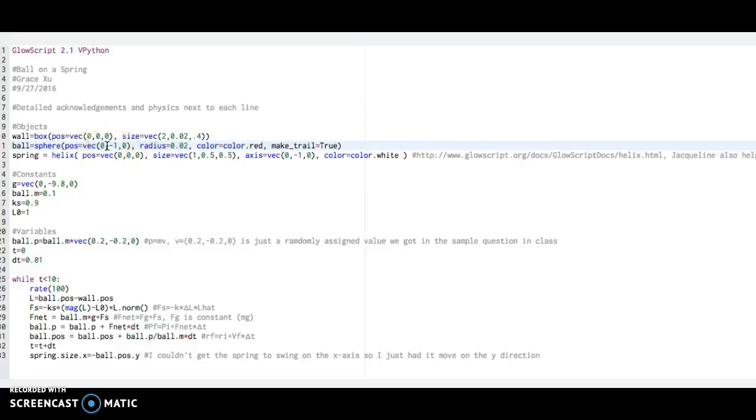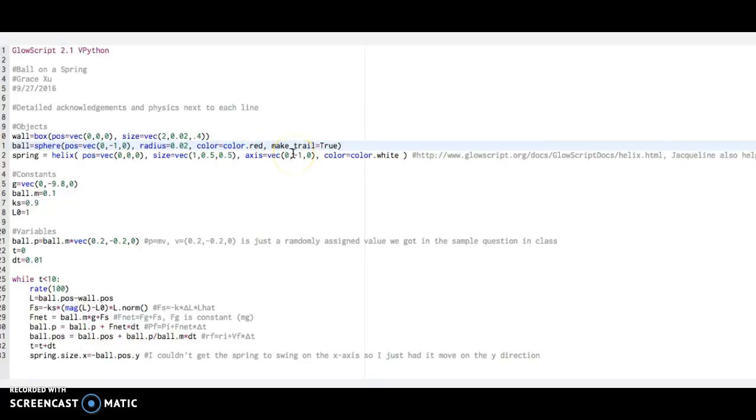I put it at -1 because I was going to make the spring have a length of 1, so there's that. And then I made the spring using a helix. I made it start at 0, 0, 0, and made it obviously have the length of 1, so it connects to the ball, and then just used the appropriate values for the height and width.